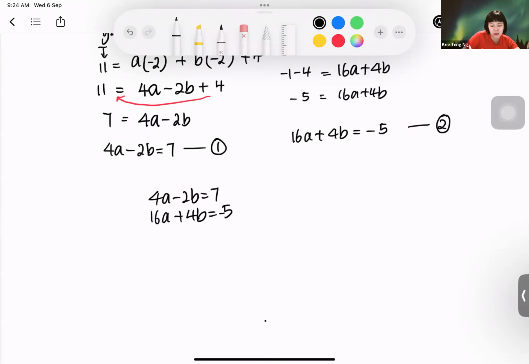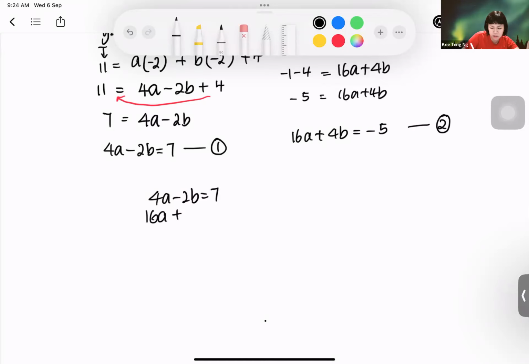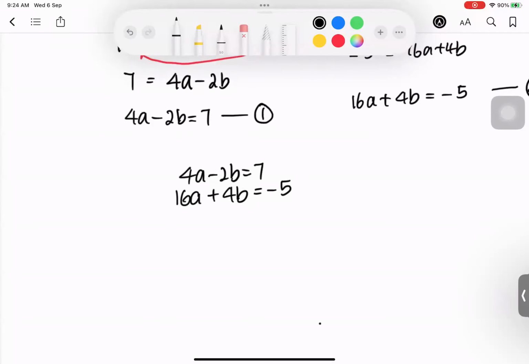Question, do you want to make A the same or B the same? I'll do elimination. A the same. Okay, can. Who is that? That one sounds like who? Yao Min? Yes, it's me. Hey, shut up. Okay, so according to Yao Min, he wants to make A the same.